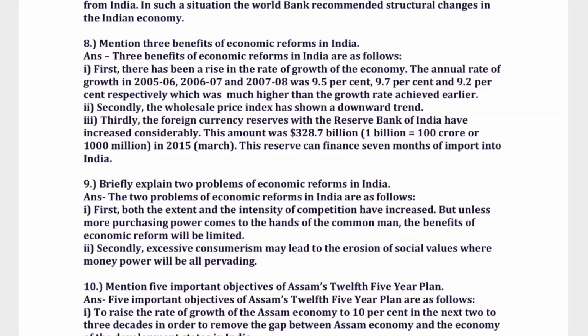Number 2. Secondly, the wholesale price index has shown a downward trend. Thirdly, the foreign currency reserves with the Reserve Bank of India have increased considerably. This amount was $328.7 billion in 2015. This reserve can finance 7 months of imports into India.